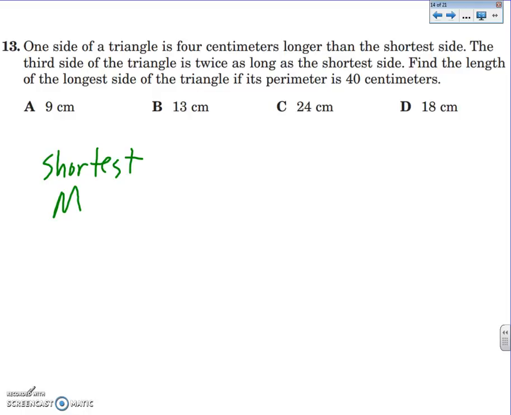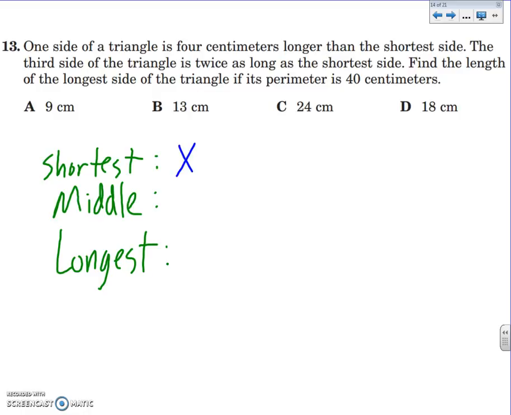Alright, so the shortest side, we have a middle side, and we have the longest side. I give something to each. Well, I'm going to call the shortest side x. Now, this one side is 4 centimeters longer than the shortest side, so I'll just call it the middle. That's 4 longer, so x plus 4. And the last side, the third side, is twice the shortest, so I'm going to call it 2x.